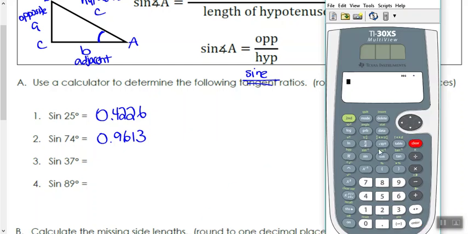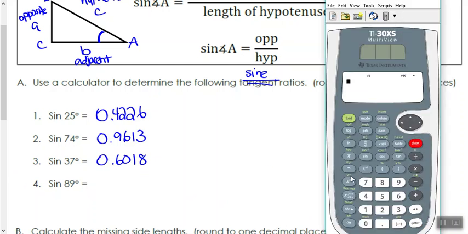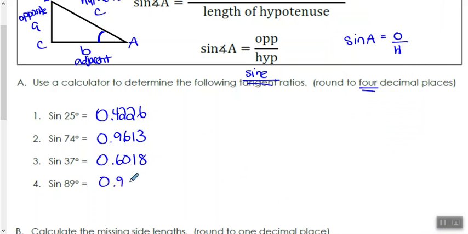Same process. So clear sine 37. So sine 37 equals 0.6018. And sine of 89 is 0.9998. So again, really close to 1 here.